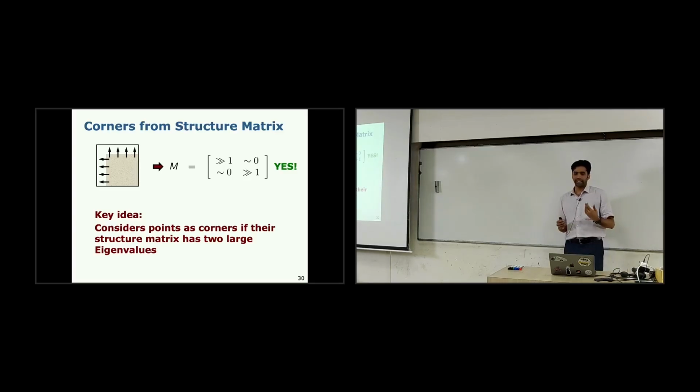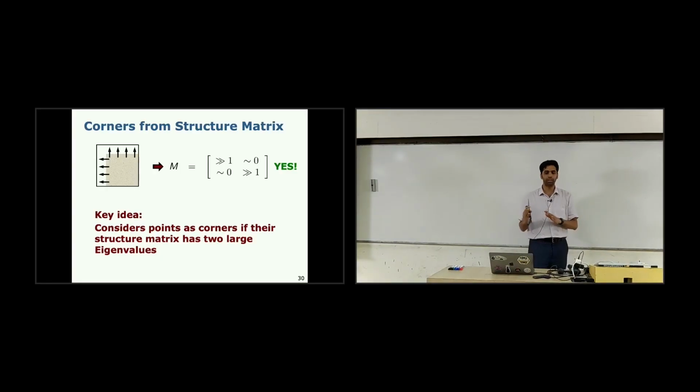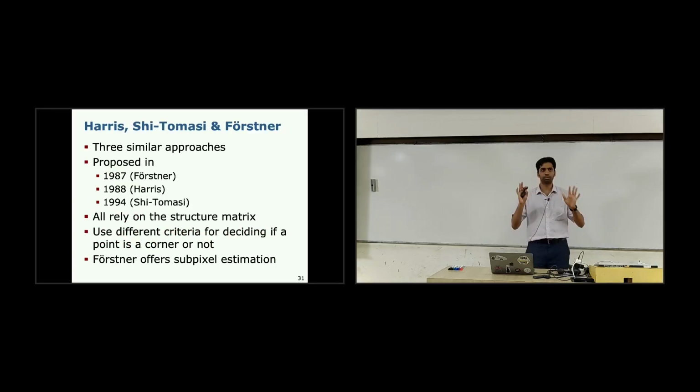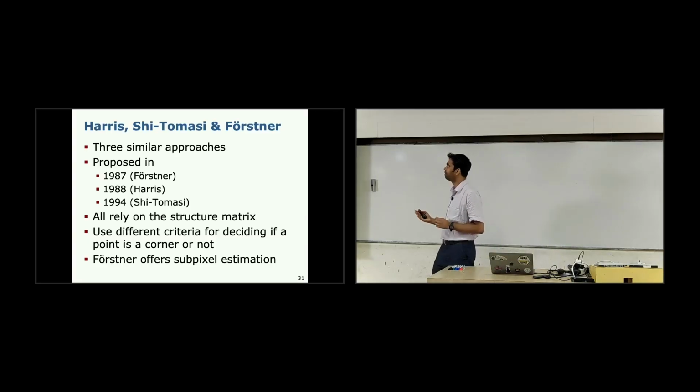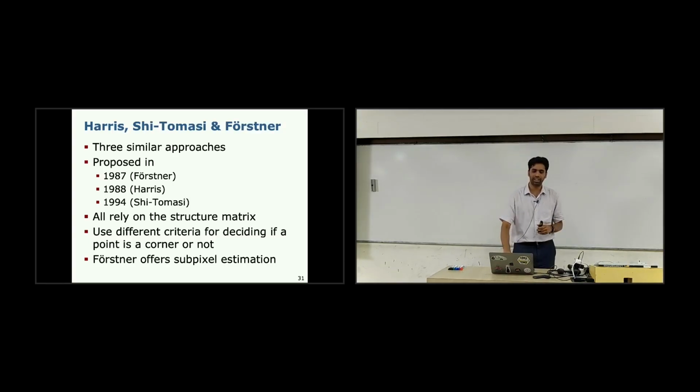So yeah, the key idea here to take away is if you want to find corners, the eigenvalues of the structure matrix will have 2 large values, and this will also take care of the fact that your corners are not aligned in that case. So based on this broad idea of looking at the eigenvalues of the structure matrix, 3 different methods were proposed roughly at the same time. So in 87 by Forstner, 88 by Harris, and in 94 by Shi-Tomasi.